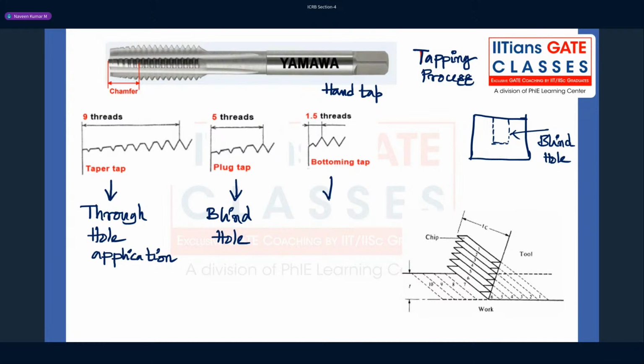And bottoming tap is having 1.5 thread chamfer region. And this is generally used for blind holes only, if you are not able to get that kind of achievement with the taper tap or the plug tap, then you'll go to the bottoming tap tapping. So this is generally for blind holes, but you have to go inner.